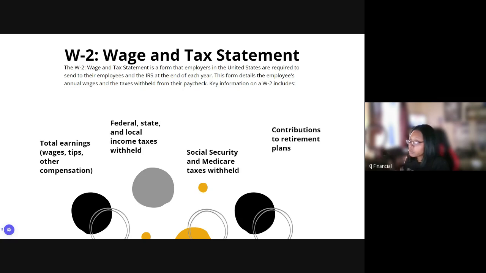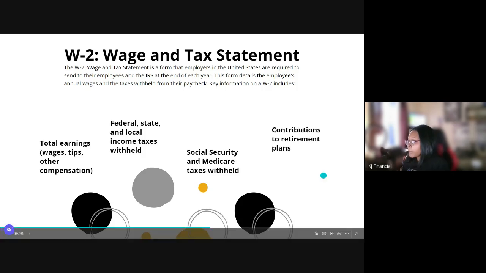So you got your W-2 wages and tax statements, which will include your total earnings, your federal and state. In some states, you have local income taxes withheld. You have your Social Security and your Medicare taxes withheld, and you have your retirement plans. All this you will see on your W-2.